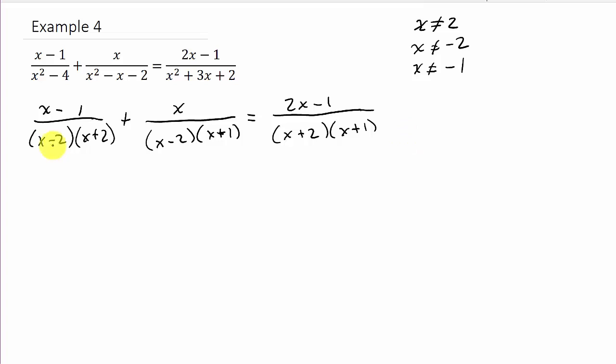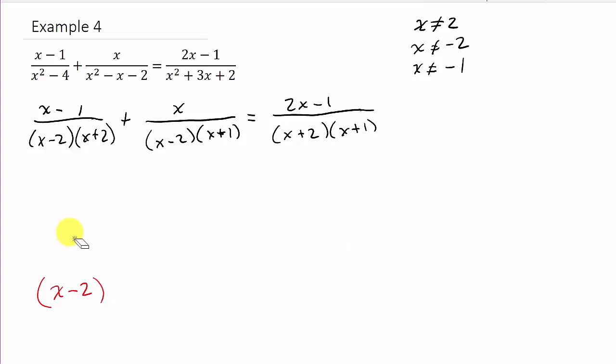So let's look at the x minus 2. In this denominator, the x minus 2 appears 1 time. In this denominator, the x minus 2 appears 1 time. And in this denominator, the x minus 2 appears 0 times. So we use it 1 time. That's the most it appears in one of the denominators, so we use it 1 time.